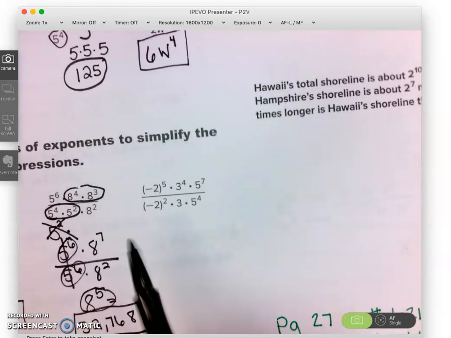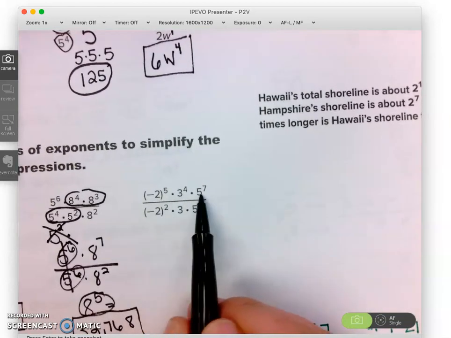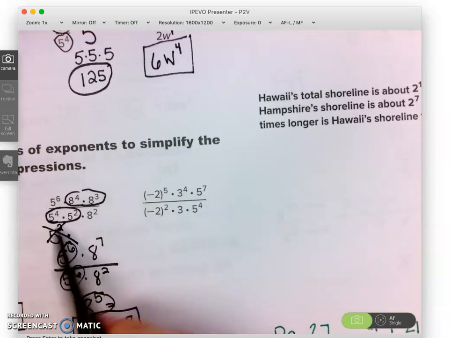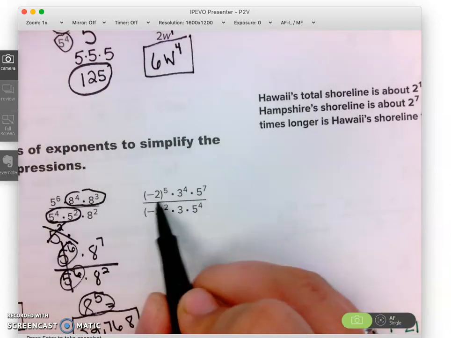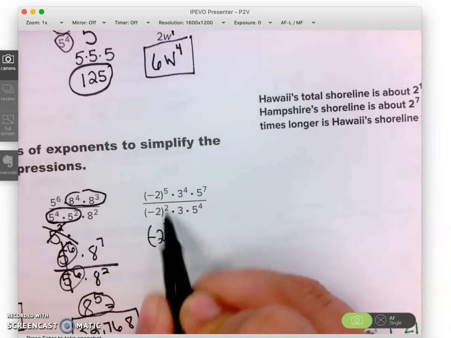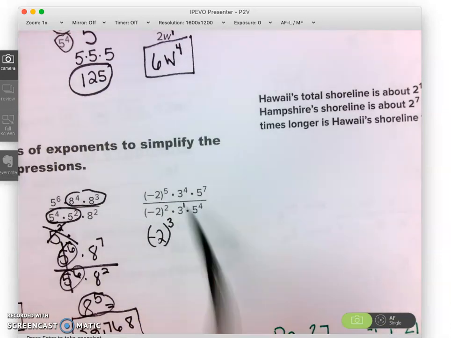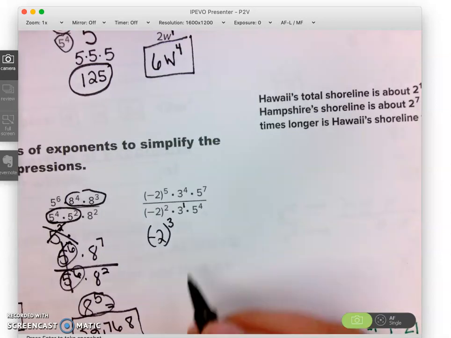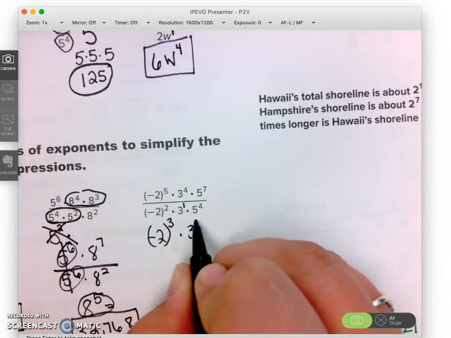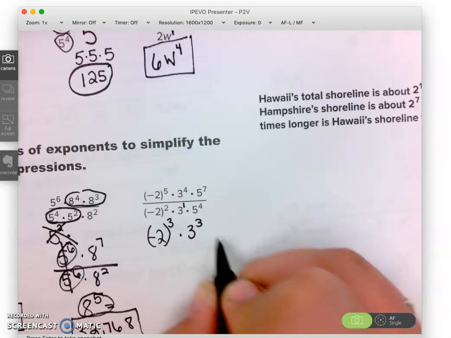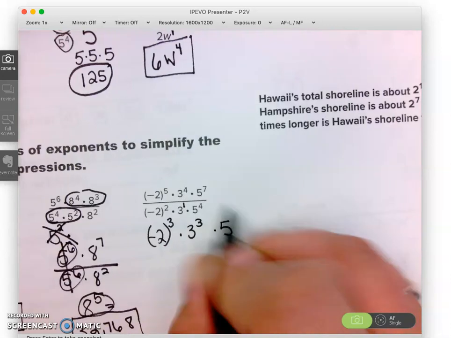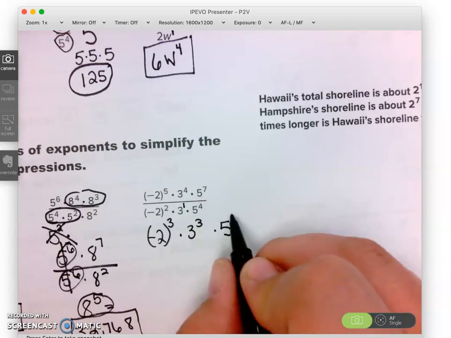Okay, here I want to double check that I don't have any of the same bases on top or bottom, because over here I did. So here I'm going to do -2. 5 minus 2 is 3. Remember, I don't have an exponent, so it's just going to be 1. So it's going to be multiplied 3 to the 4 minus 1 is 3. And then I have 5. 7 minus 4 is 3.